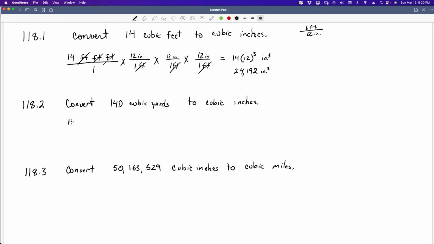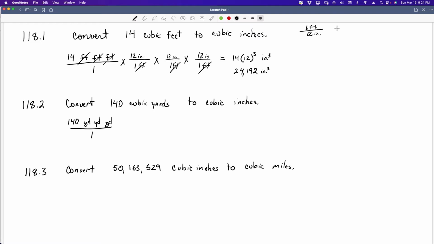So that's going to be 140 yards times yards times yards over 1, and we're going to convert that to cubic inches. So first we need to relate yards to inches, and the way we're going to do that is through feet.